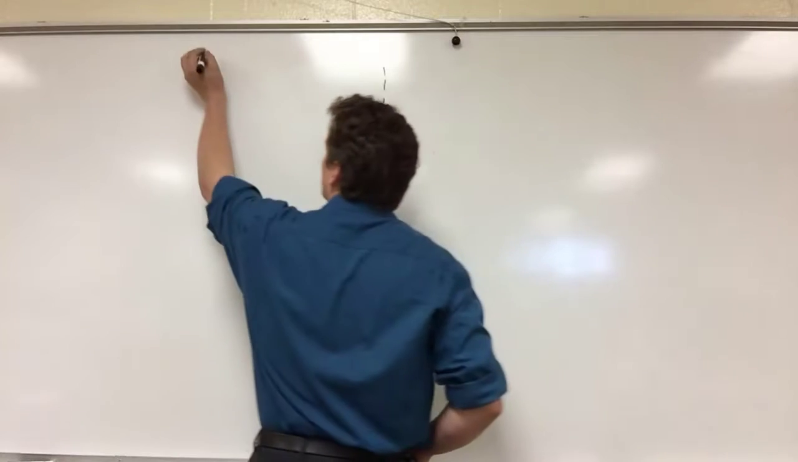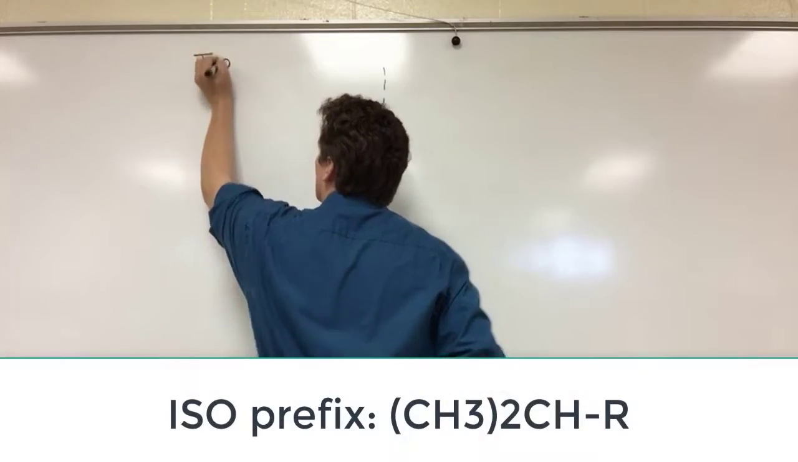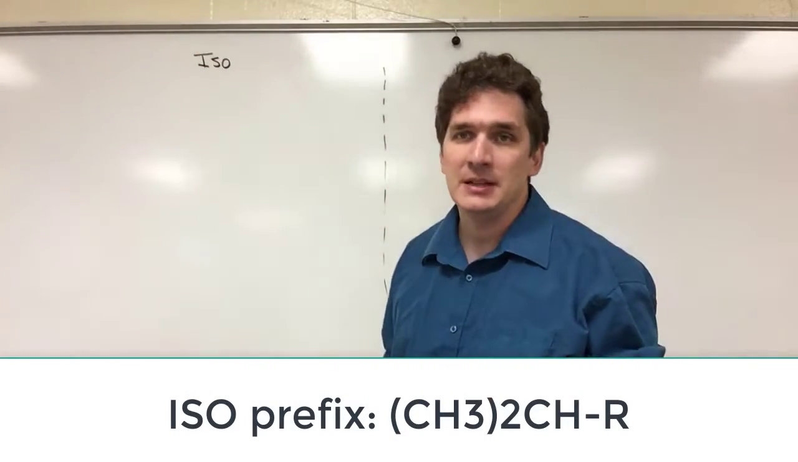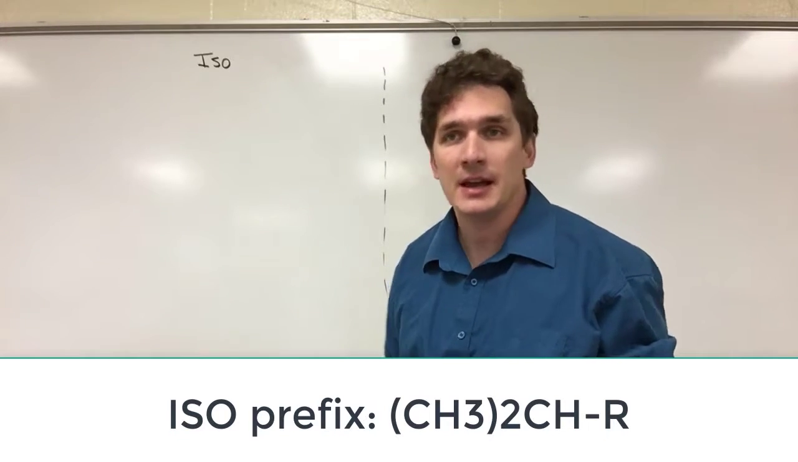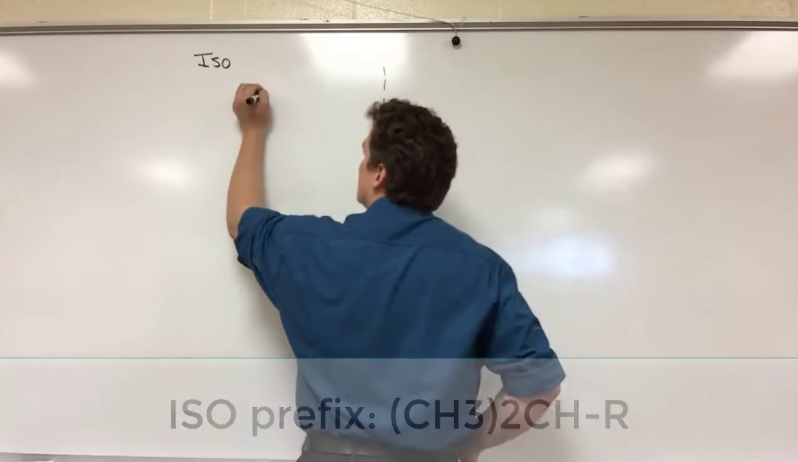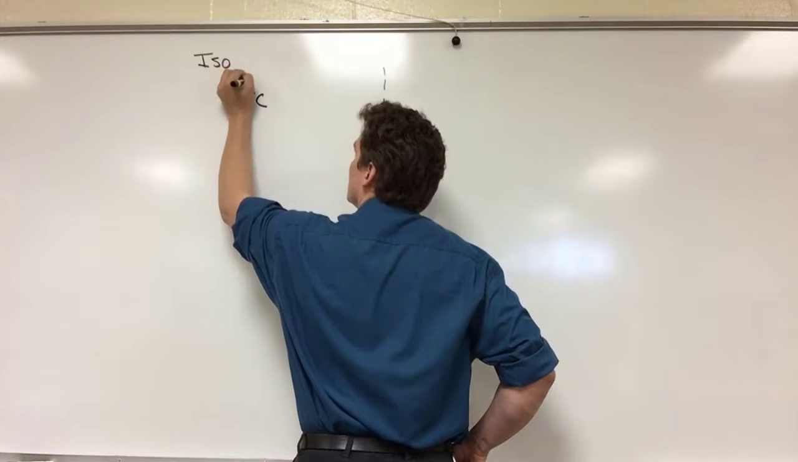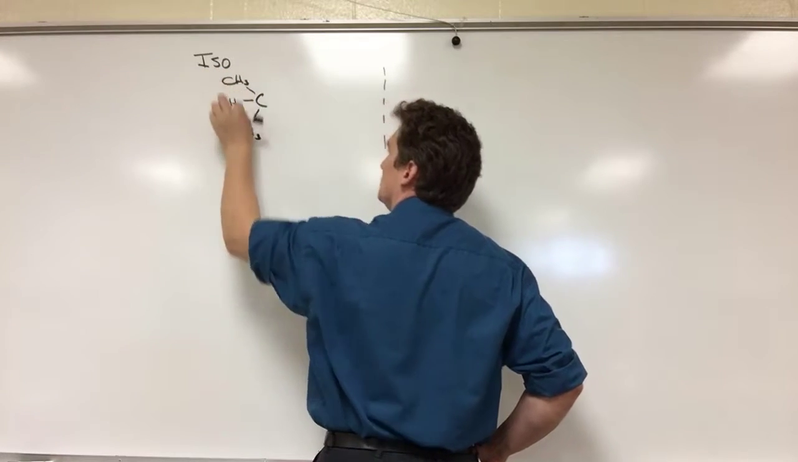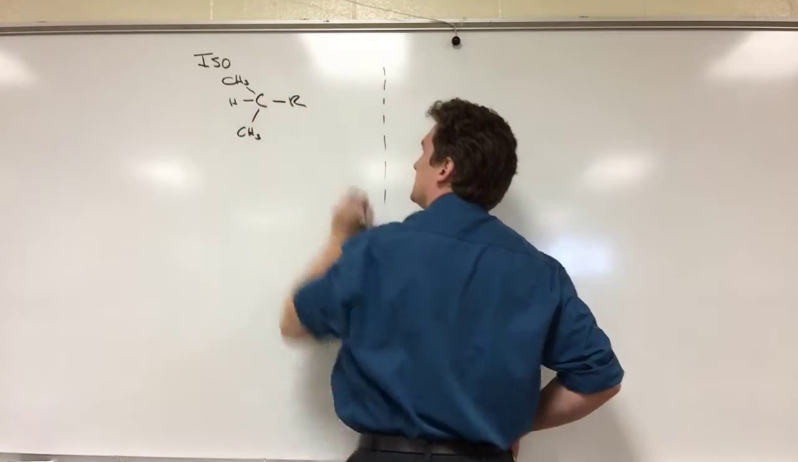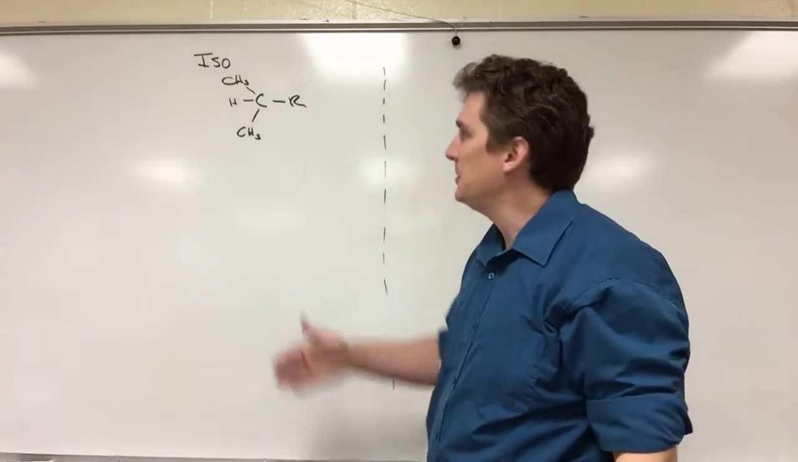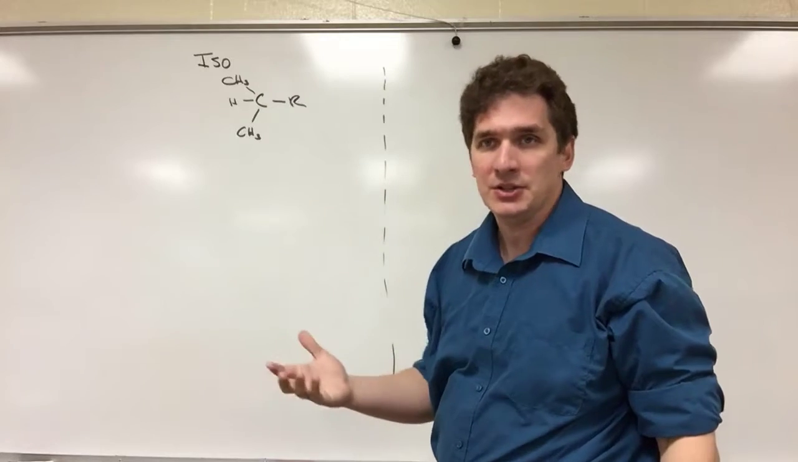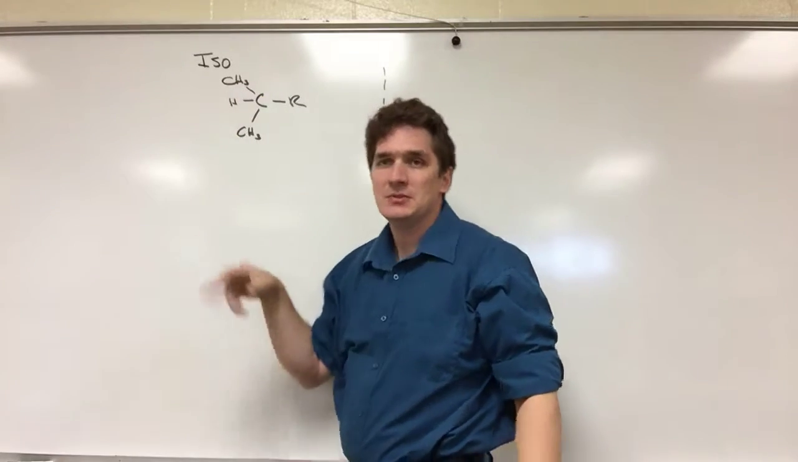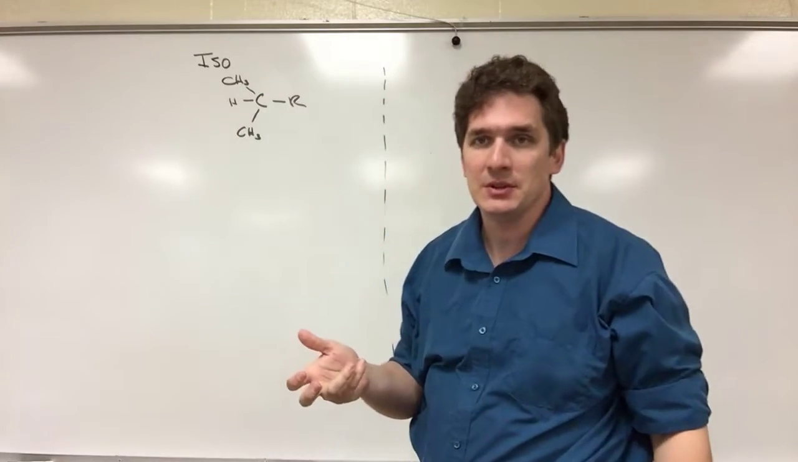So the first is the iso prefix. So you'll see things like isopentane, isopropyl alcohol, things like that. The iso designates a carbon with 2 methyl groups hanging off of it attached to something else. So isopropanol here, the R group is an OH. So if we see 3 carbons, sometimes we'll see the iso prefix associated with it.